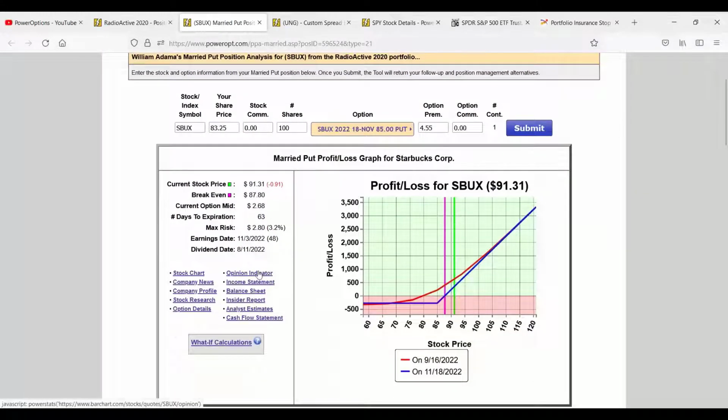Now, each one's a little bit different. So here for the married put, I see my days remaining to expiration, my initial maximum risk on the trade, current option midpoint at 268, the static break even, of course, we're above that, but that's all the way at expiration. If you're doing just a covered call or a naked put, I think you're going to see the percent time value remaining in price, as well as some other information here just on the first view.